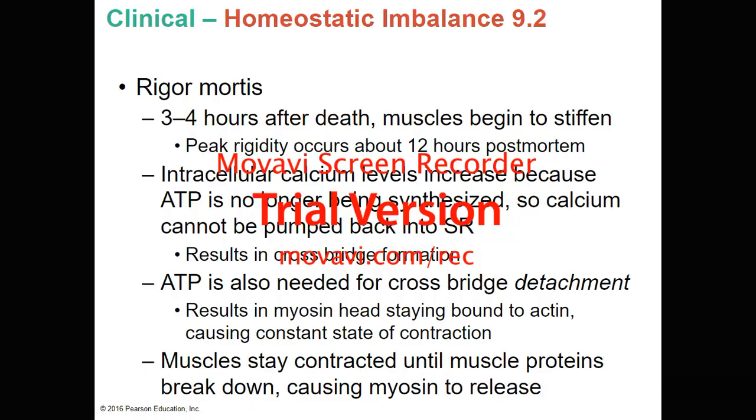But essentially, after someone passes away, the intracellular calcium level is going to increase because ATP is no longer being synthesized, so calcium is not going to be pumped back into the sarcoplasmic reticulum. As a result, the ATP is also needed for cross-bridge detachment. So as a result, the myosin heads stay bound to the actin, causing constant contraction. So the muscles stay contracted until the proteins break down. Okay, so essentially that's why the dead body becomes stiff, because the muscles are staying contracted because you don't have ATP present anymore.